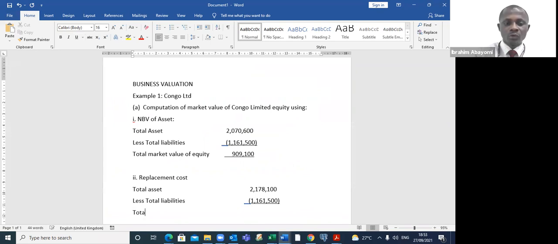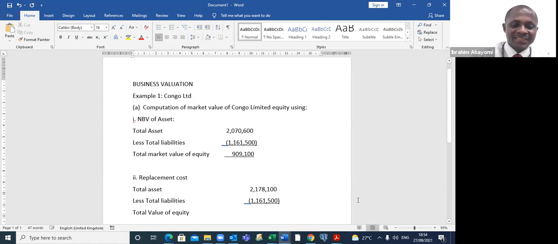So, total value of equity. Your liability remains the same. There's nothing like replacement cost for liability. You cannot replace your creditors, and even your receivables. Your receivable can only be impaired. If someone is owing you, you cannot come and take me instead to replace the person. The only thing is that the receivable can be impaired.